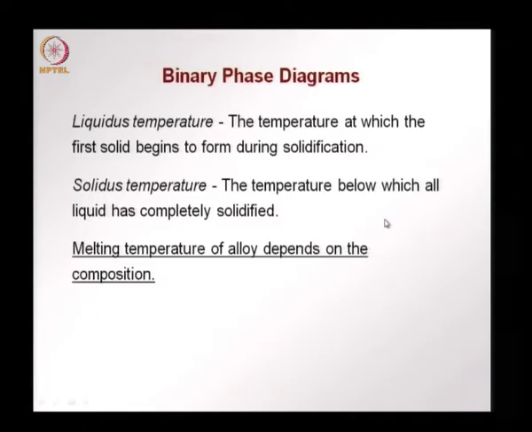So, some of the things that we have seen: the liquidus line or the liquidus temperature is that at which the first solid begins to form during solidification. Nucleation starts, but does not finish immediately. The solidus temperature or the solidus line is below which all the liquid has completely solidified. These two bound the two phase region which has the liquid phase and the solid phase in equilibrium with each other. We also saw that the melting temperature of the alloy depends on the composition.